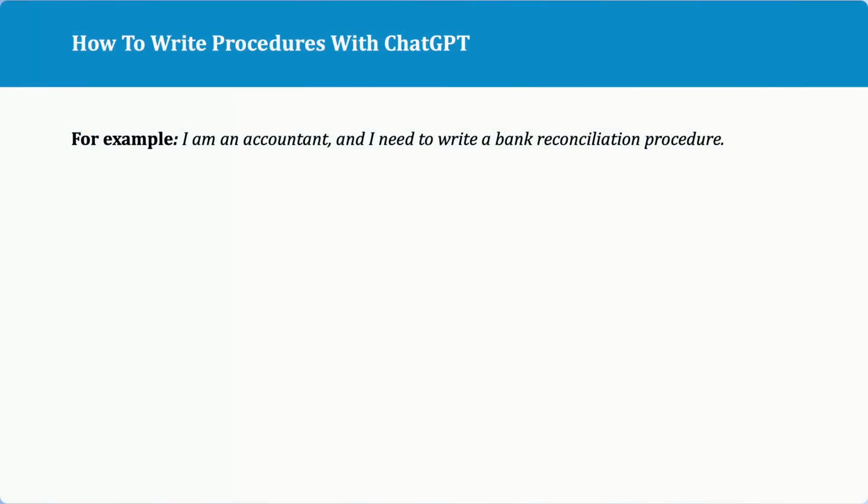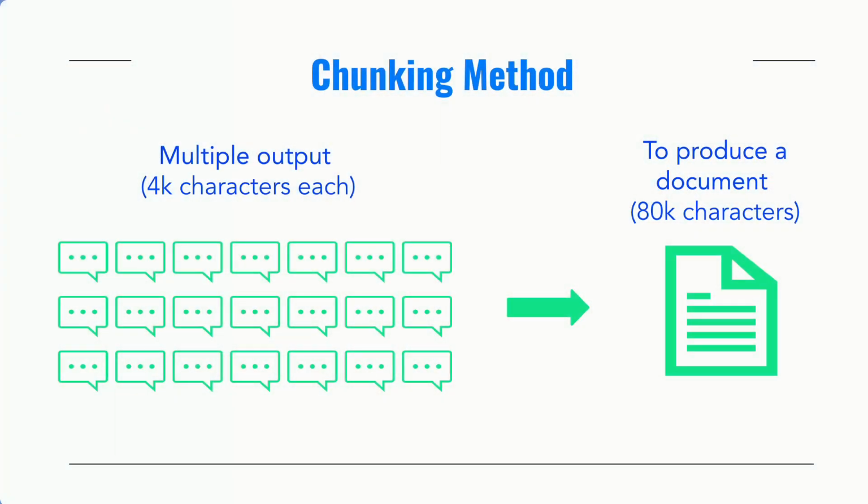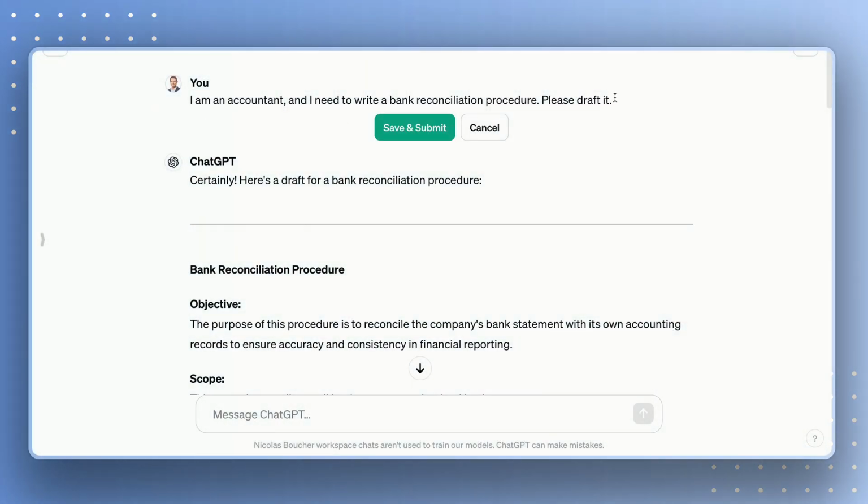Let's start with an example. Imagine an accountant that wants to write a bank reconciliation procedure. So we are going to use a technique called the chunking method, where we are going to chunk the document in several parts. So let's imagine one chapter per answer, and the sum of this chapter will make our document. So instead of drafting the document, I will ask to draft the outline.